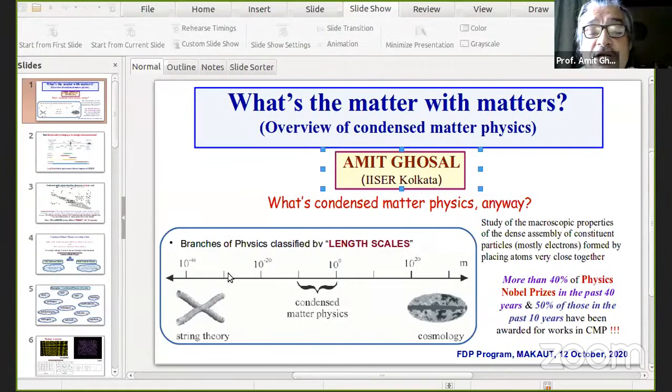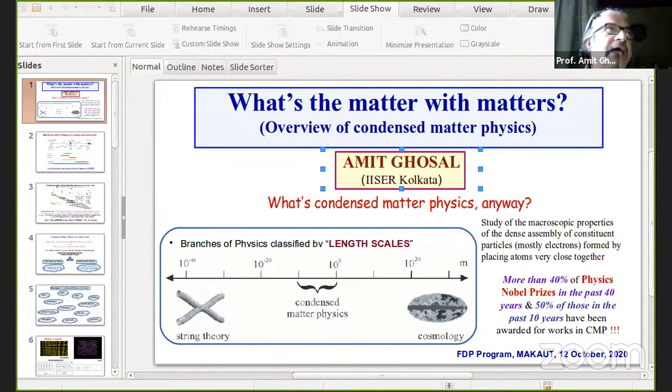And then there is condensed matter, but in between there are other things. For example, just on the right of condensed matter, there will be classical statistical mechanics, and we will talk a little bit about that. But condensed matter physics actually lies at a length scale starting from 10 power minus 10 meters. Each of them is 10 power minus 10 away. As you know, that's like an angstrom.